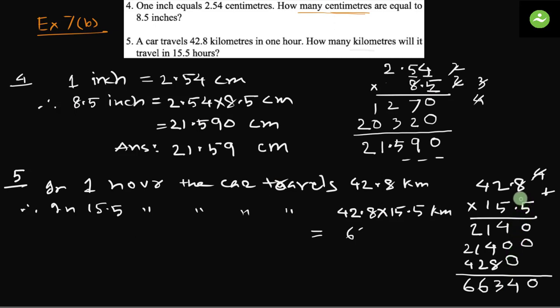Now, how many digits are there after the decimal point? Here is 1 digit and here is 1 digit. So, 2 digits from the end. Here. So, 663.40 kilometers. The answer is 663.40 kilometers.